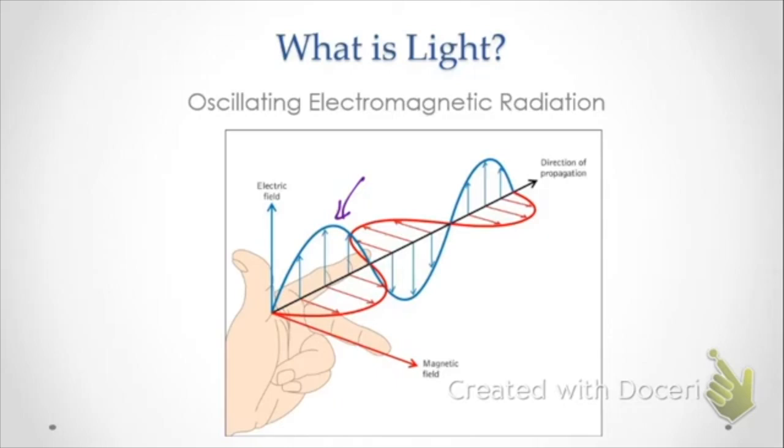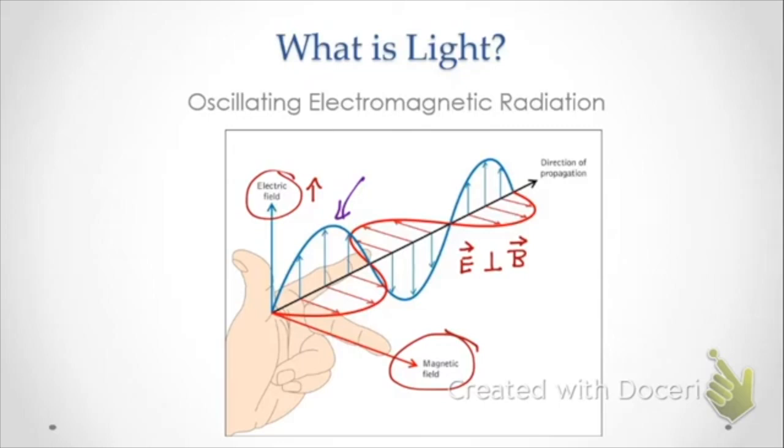The electric field is represented in this diagram by the blue wave that is directed upwards, and the red represents the magnetic field, and we'll note that the electric field and the magnetic field are perpendicular to each other. So this is what we refer to as the wave nature of light.